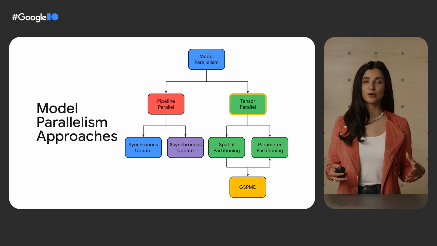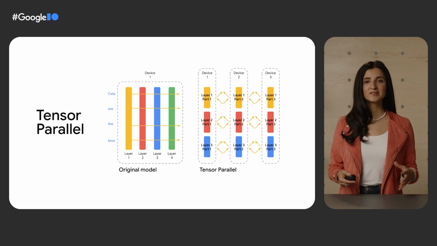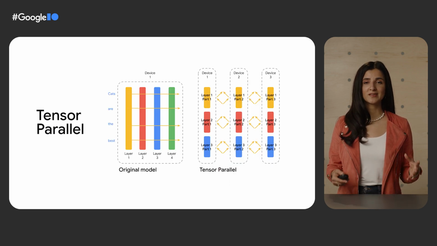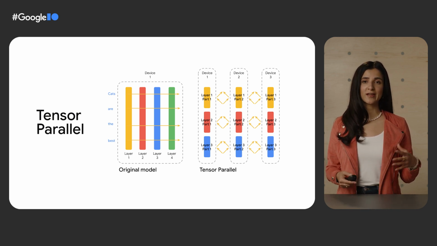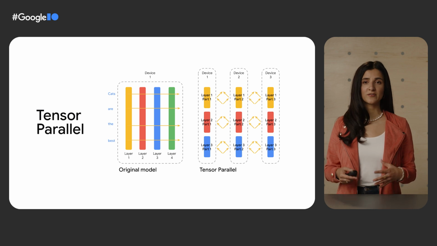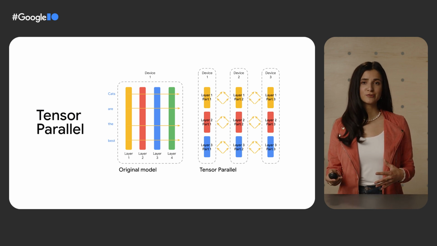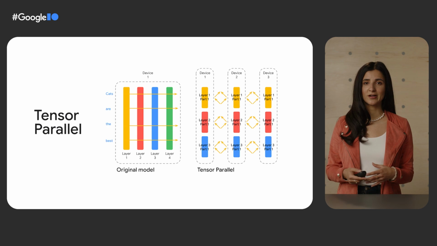Alternatively, you could split across parameters and activations within layers, which is known as tensor parallel. Here's the same model from before, but with the tensor parallel strategy, where each layer in our model is partitioned across the devices. So for layer 1, some of the parameters are on device 1, some are on device 2, some are on device 3, etc.